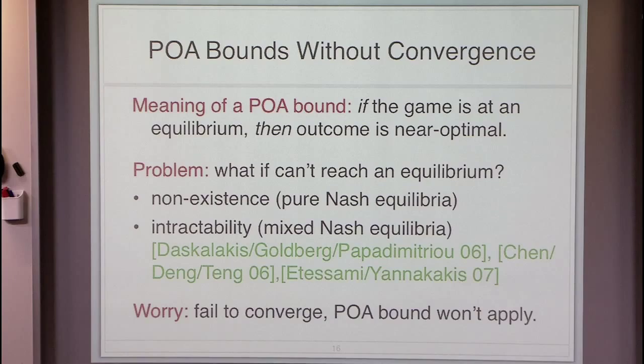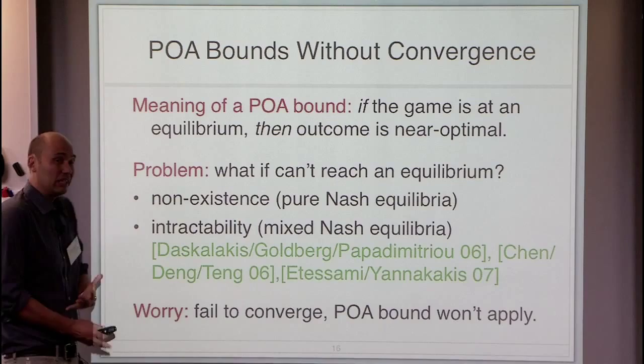And so a number of people observed a potential conceptual issue with price of anarchy bounds. Right, so what does a price of anarchy bound mean? It means if a game is at an equilibrium, then the outcome of the game is close to optimal. That's what it means. And why are we not satisfied with this kind of statement?